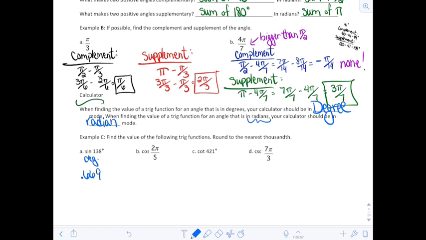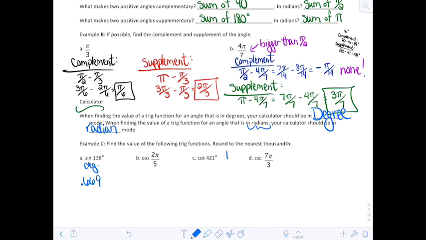Now, while you're in degree mode, let's jump over to C, the cotangent of 421. So still in degree mode, but there is no button for cotangent. So we're going to do 1 divided by its reciprocal function. Remember that cotangent can also be expressed as 1 over the tangent. So we're going to do 1 divided by the tangent of 421 degrees. And to the nearest thousandth, that is 0.554.